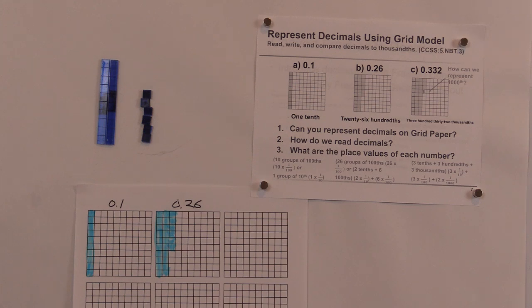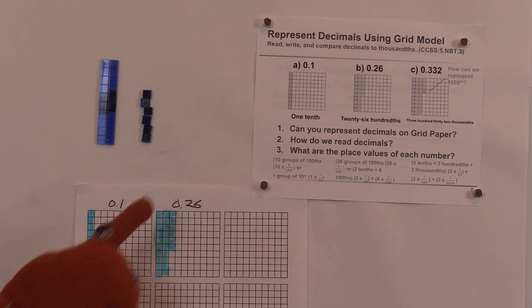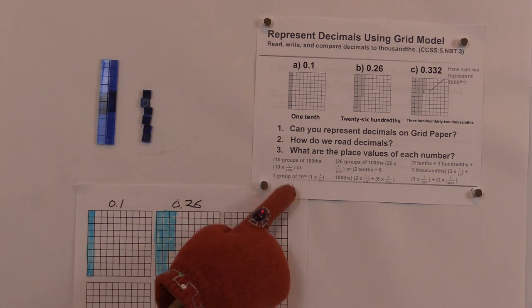The place value of each number is that this one in here is 10 groups of 100, right? So 10 groups of 100, if I count one single one, and I'm going to need 10 of them, 1, 2, 3, 4, 5, 6, 7, 8, 9, 10 hundredths. Or I can have one group of 1/10. That's the place value here.